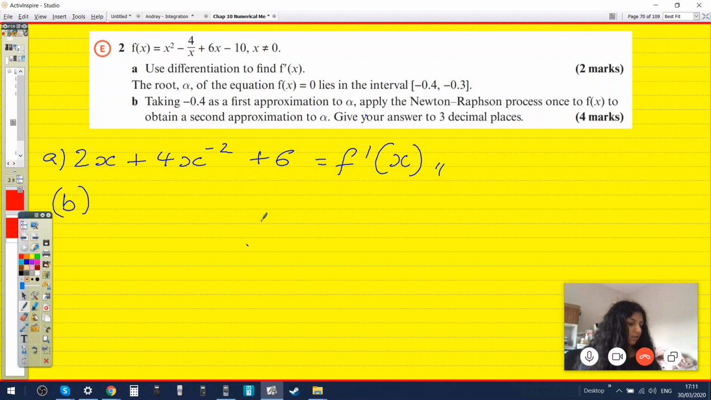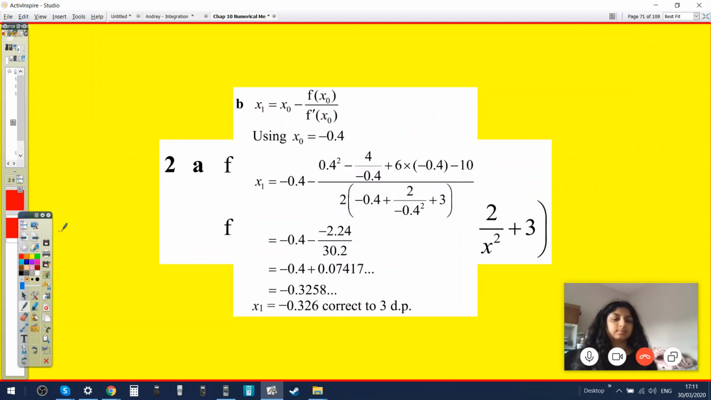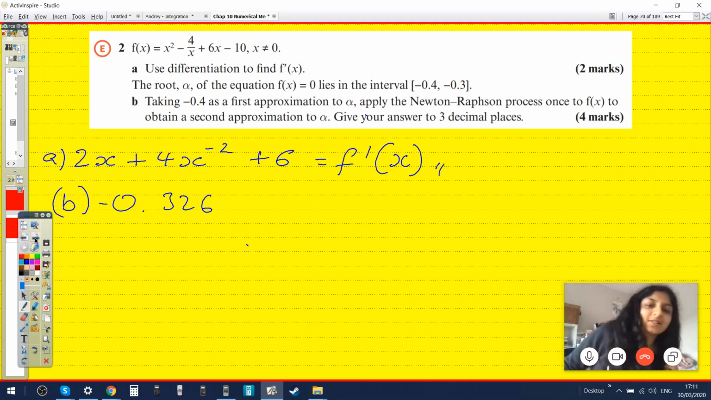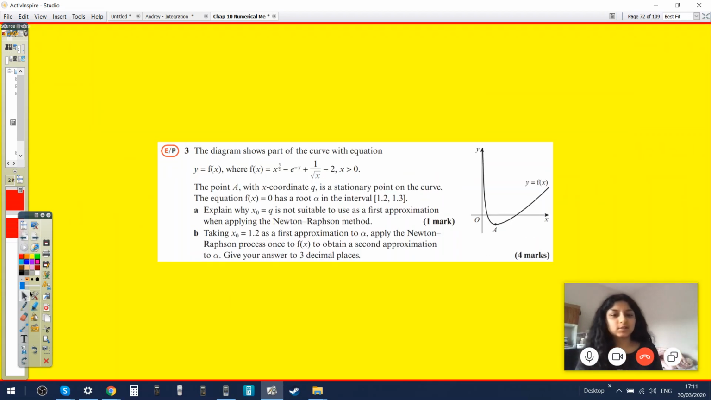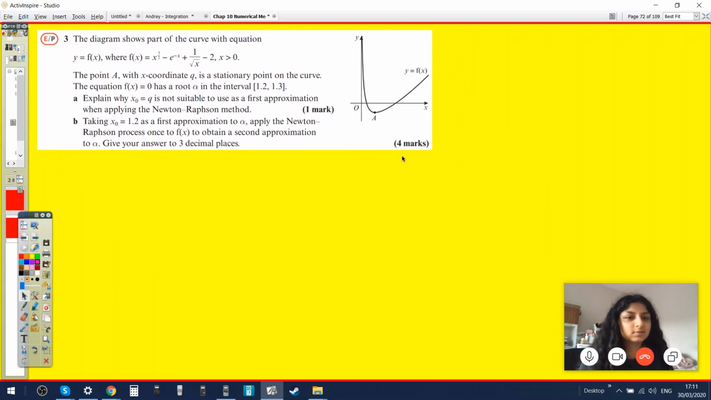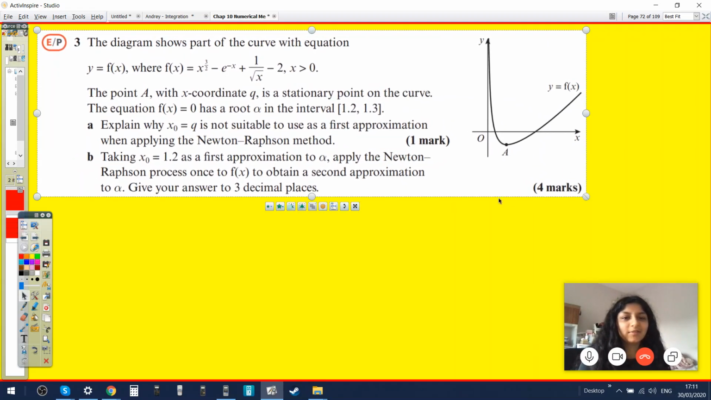Got minus 0.326. Minus 0.326. Great. Any questions there? It's not actually that hard. I agree. However, that's kind of the simplest possible thing. Yeah, this is fine. It's just doing it carefully.